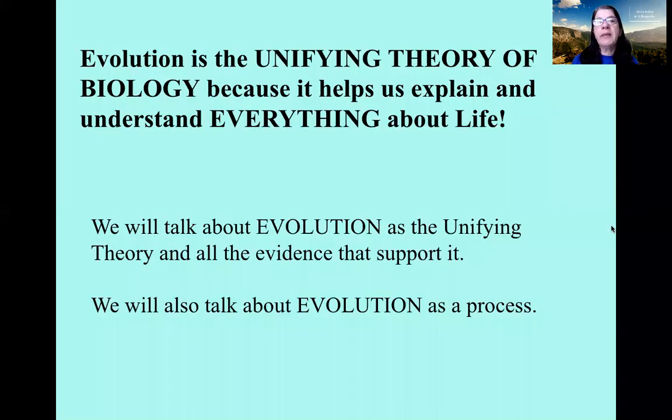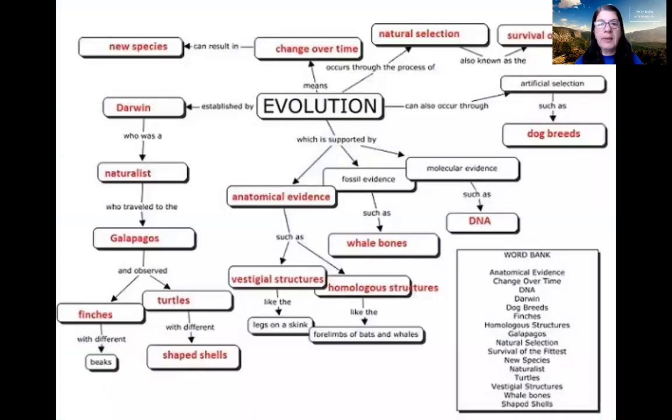Evolution is the unifying theory of biology because it helps us explain and understand everything about life. Nothing in biology makes sense except in the light of evolution. We talk about evolution as the unifying theory and all the evidence that supports it, but we also are talking about evolution as a process. So the two are connected, but there are two different terms, really.